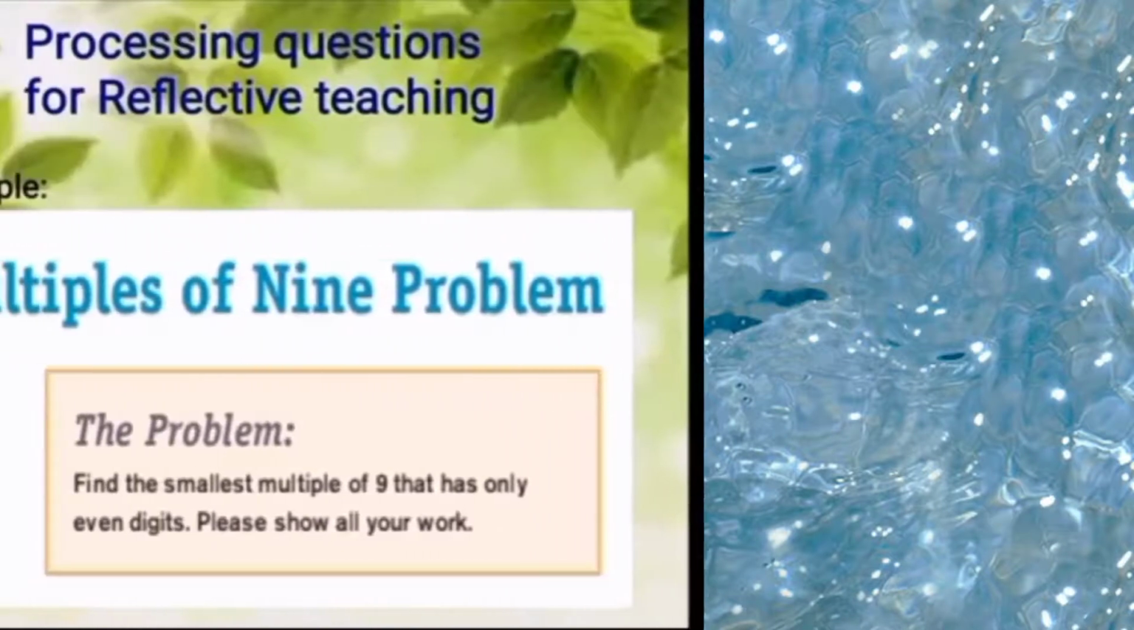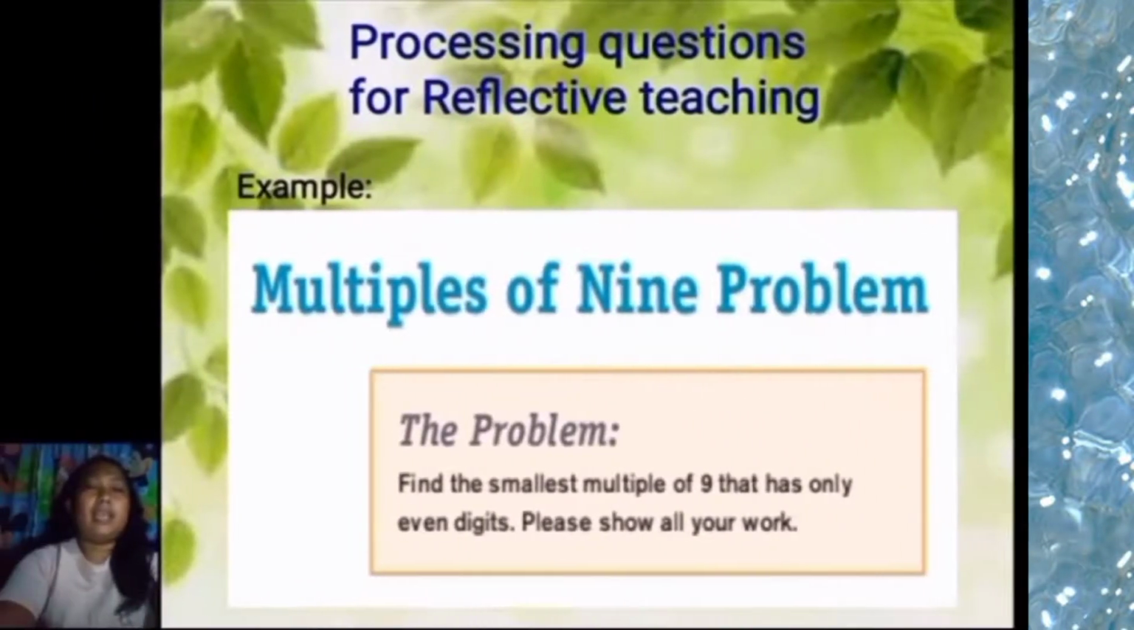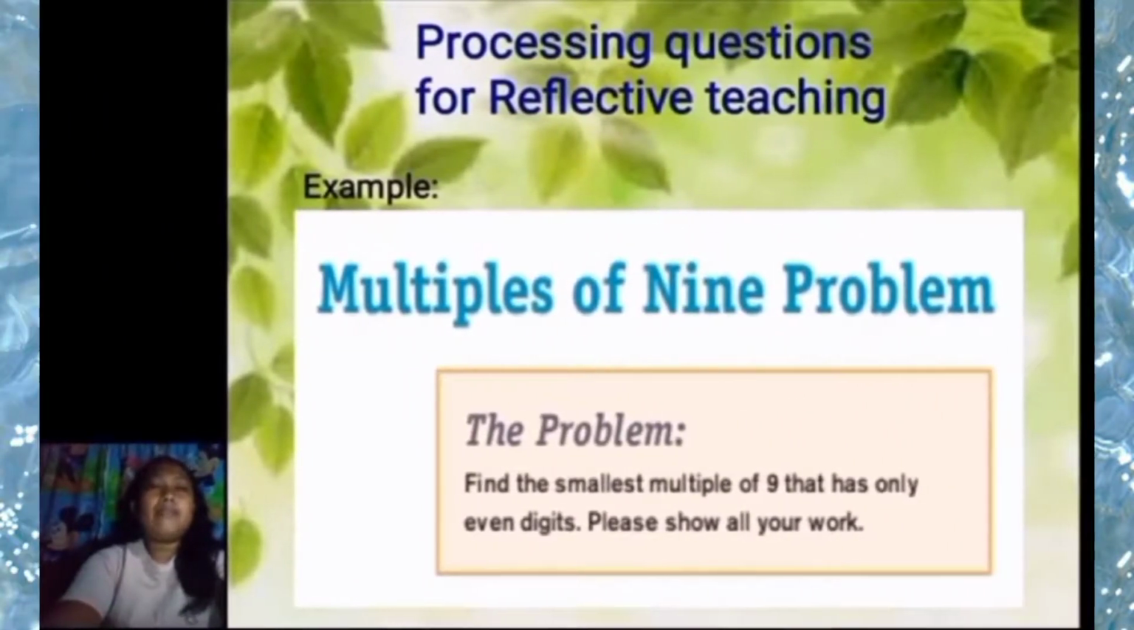So let us have an example on how to process questions for effective teaching. For example, we have a classroom scenario in which a teacher will give a problem to his or her students. The problem is multiples of 9. Find the smallest multiple of 9 that has only even digits. Please show all your work.